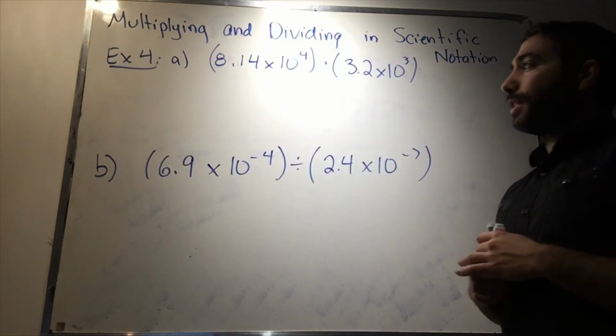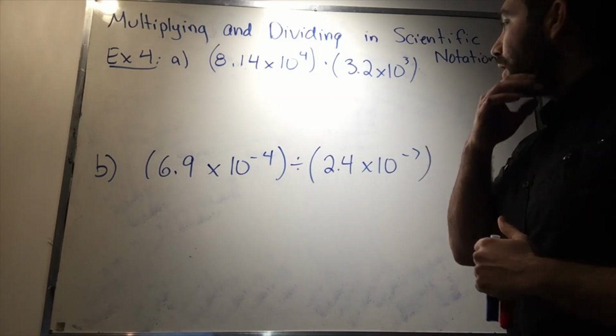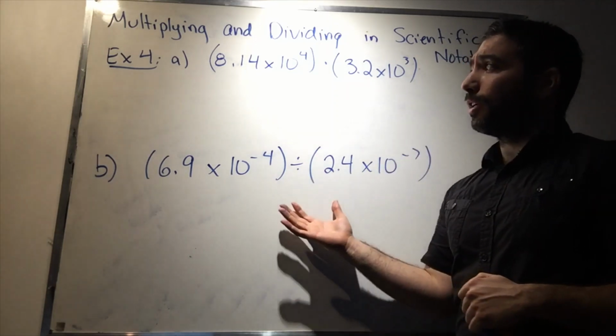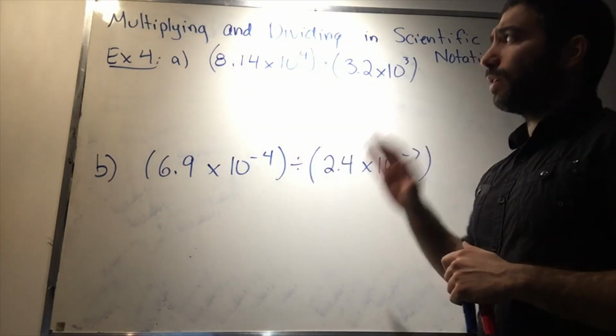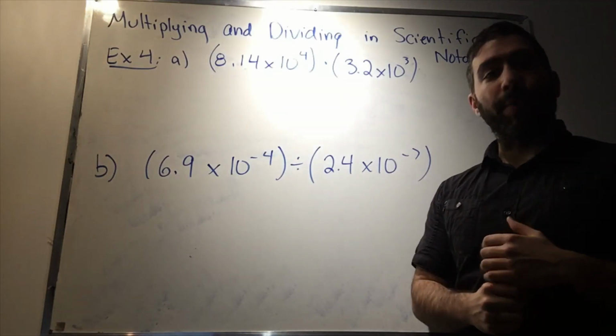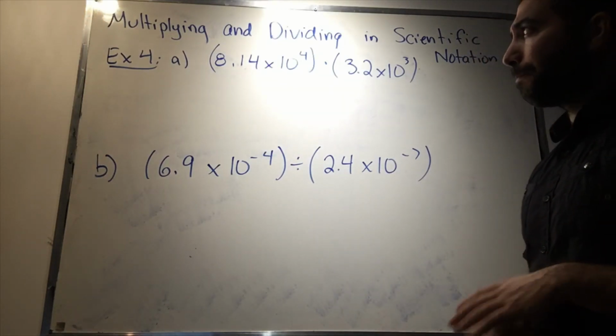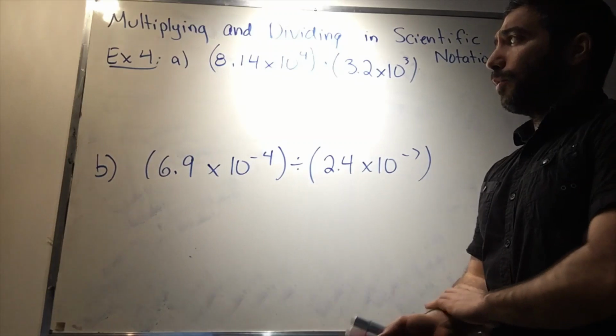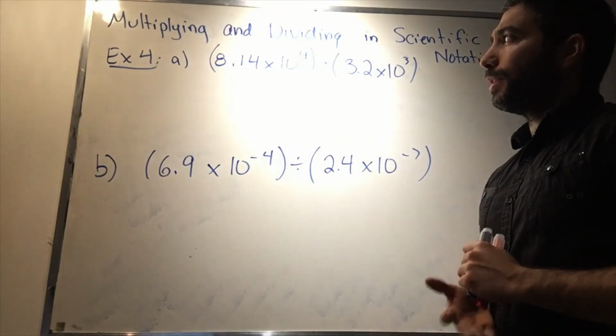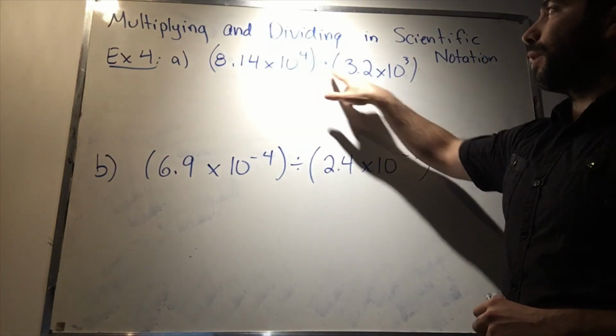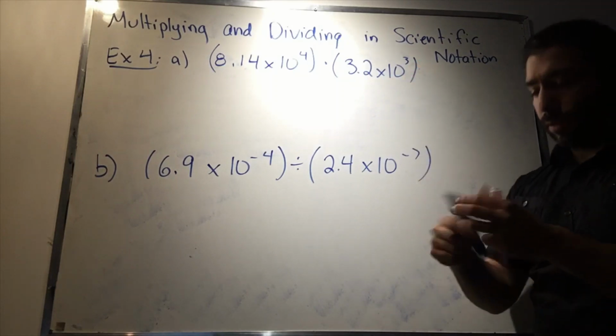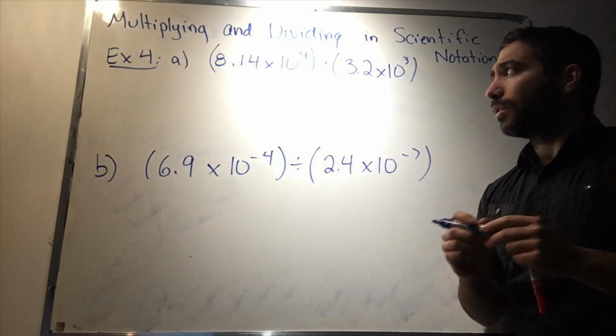So let's continue with these examples here. Example 4. Once again, I strongly encourage you guys to pause the video, try solving these on your own, and compare your answer with the answers that I get. So looking at example 4a, we have 8.14 times 10 to the 4 multiplied by 3.2 times 10 to the 3. So let's go ahead and convert this.